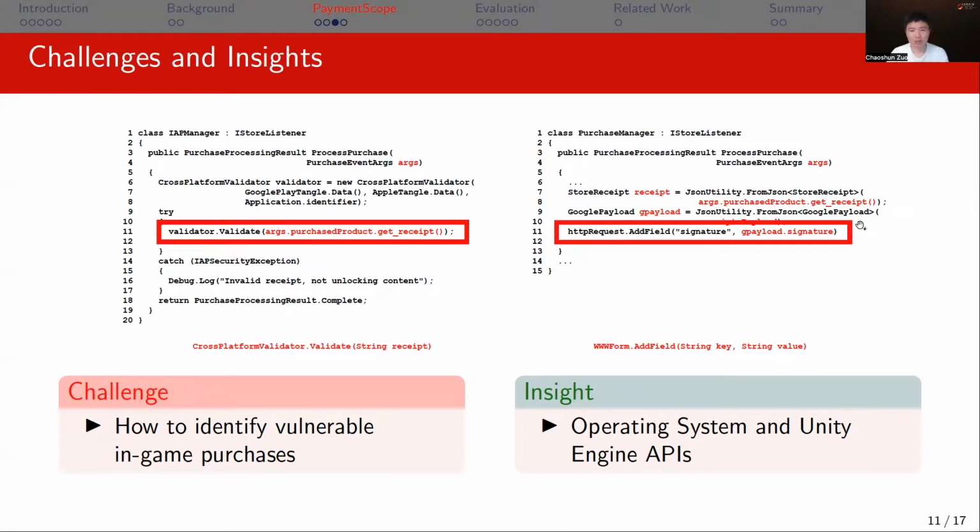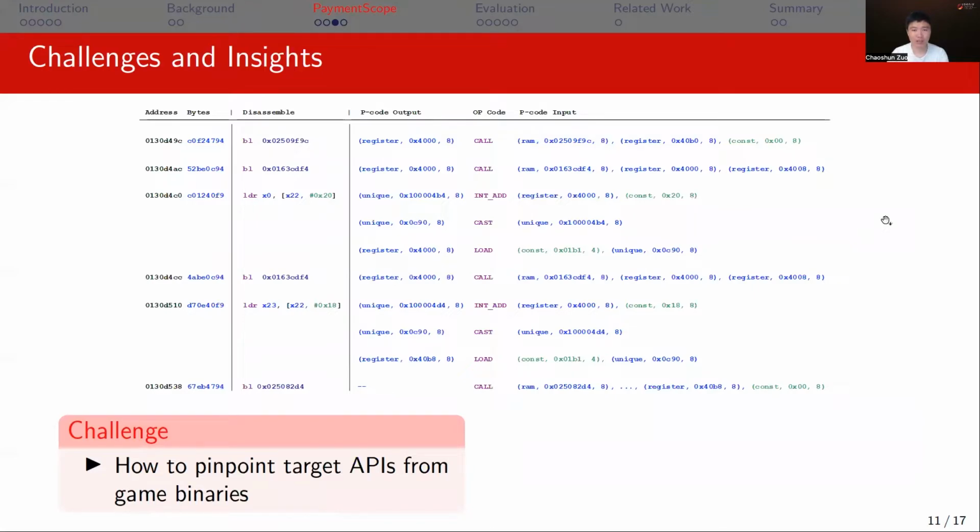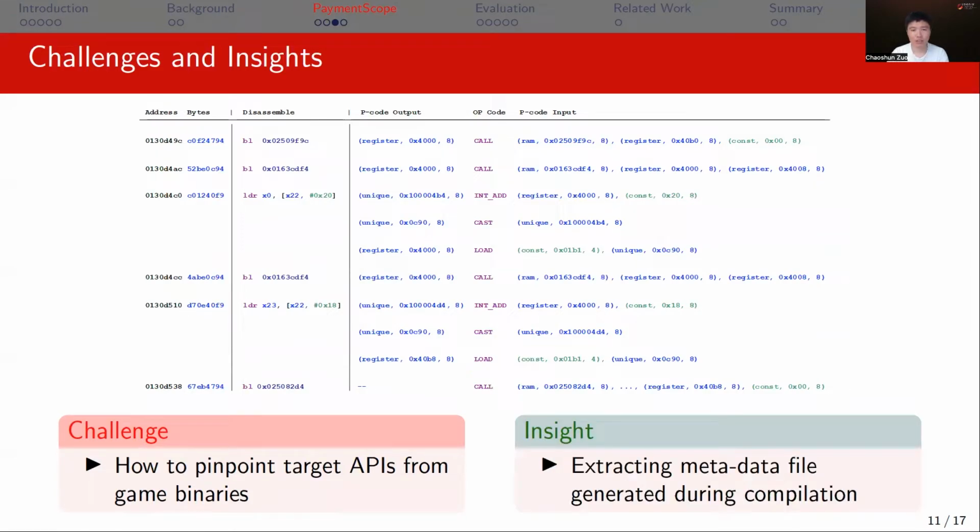As such, for the shown example, the left one should be classified as local verification and the right one is remote verification. And the second challenge is how to pinpoint target APIs. As mentioned, the game binary doesn't contain any symbols. Without the symbols, we cannot identify the APIs. Our insight is that IL2CPP actually packed the symbols of functions and classes into a separate file, which is required for the game binary, because C# supports features like reflection, which needs symbols. As such, by analyzing the file, we are able to uncover symbols.